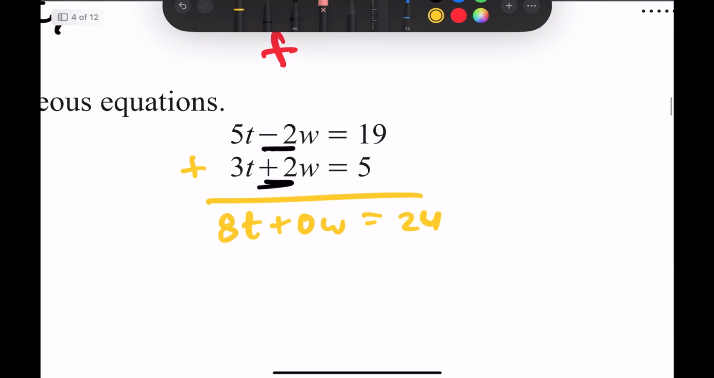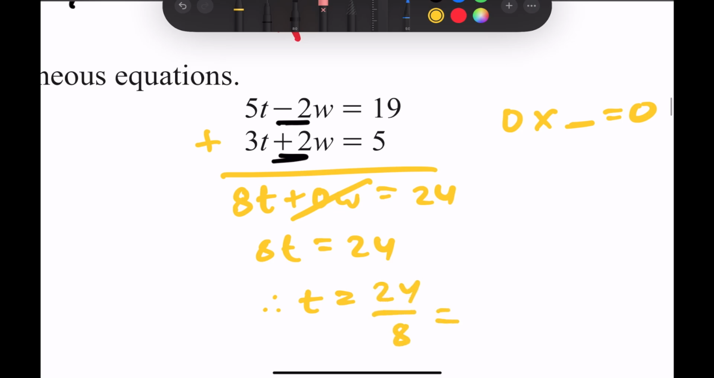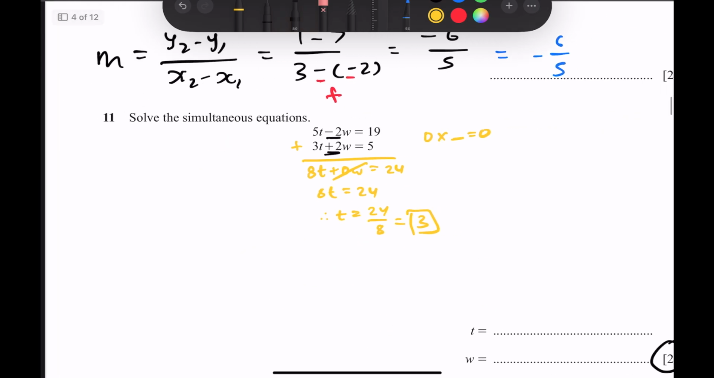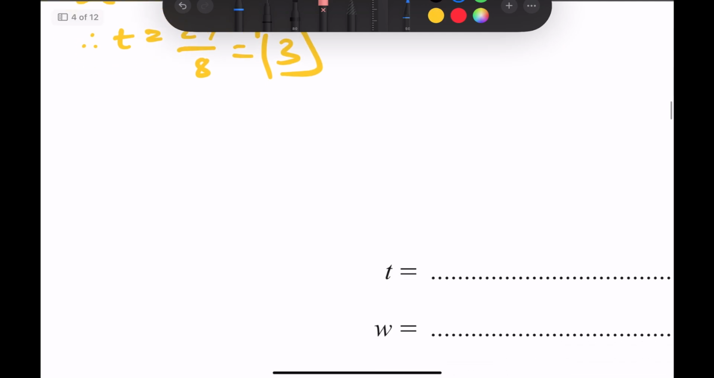And 0w means nothing because anything times 0 is equal to 0. So this cancels off. 8t is equal to 24. Therefore, t is equal to 24 divided by 8, which is 3. Now this is your answer for half the question, since we have one variable solved so far.